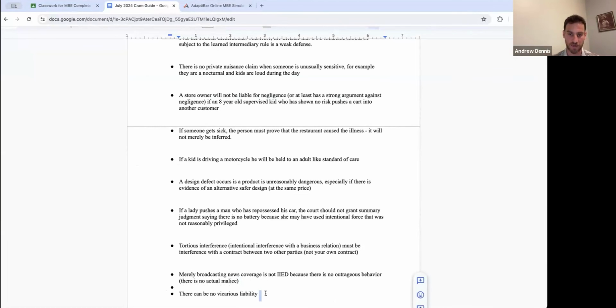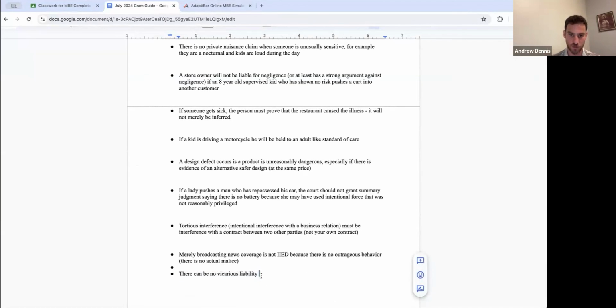So there can be no vicarious liability to justify battery on behalf of a man for an airline if the man is merely a passenger.